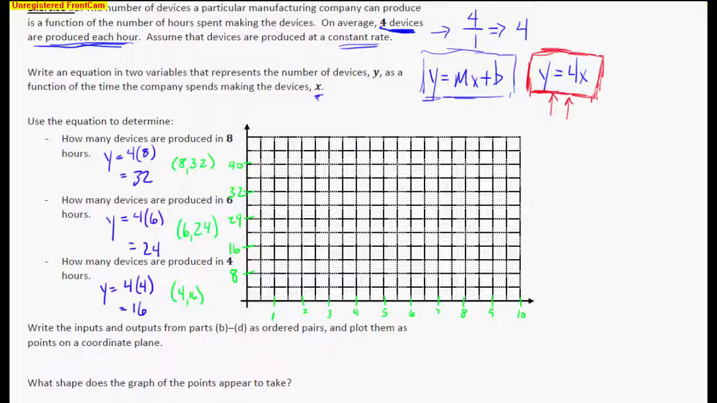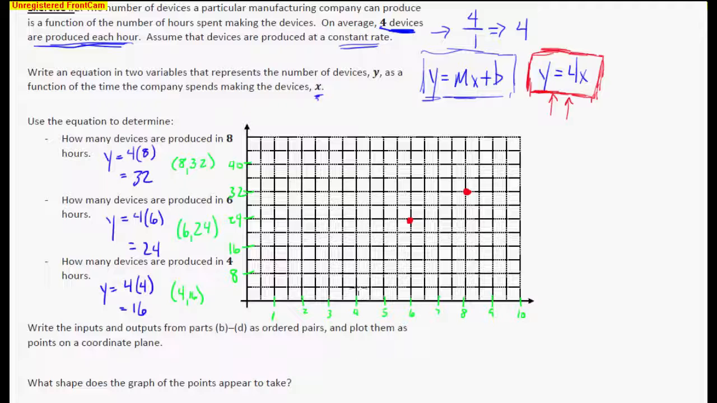All right, and then just go ahead and graph them. 8 comma 32, that's way out here, and I'm going to go up to 32. That's going to be a dot right there. And let's see, 6 comma 24 is going to be here. That's going to be right there. And what else we got?